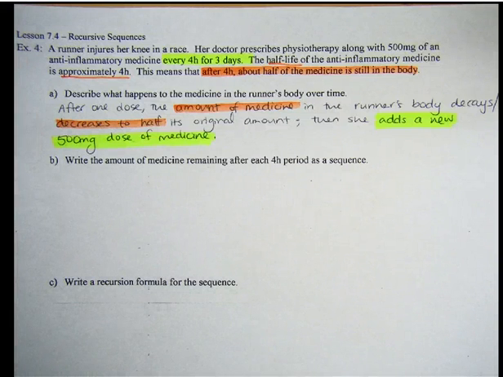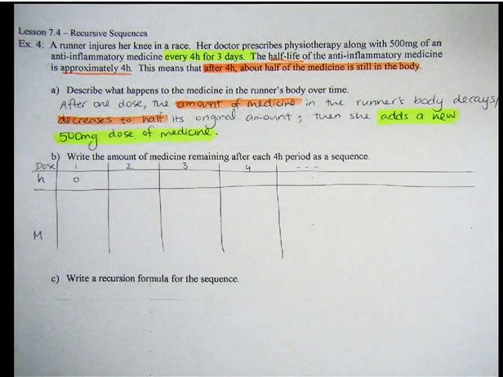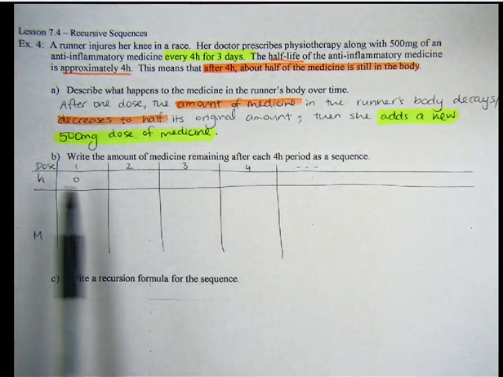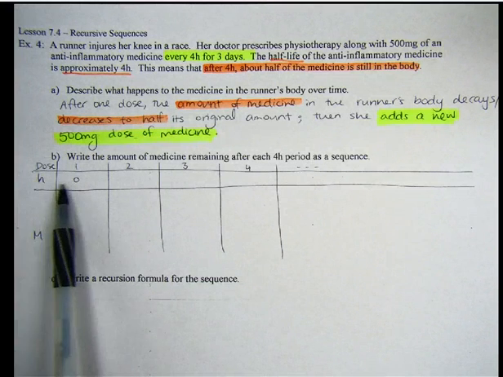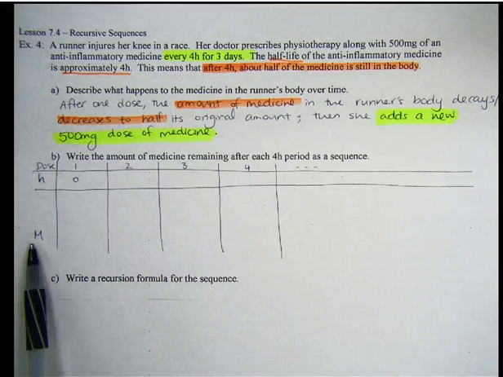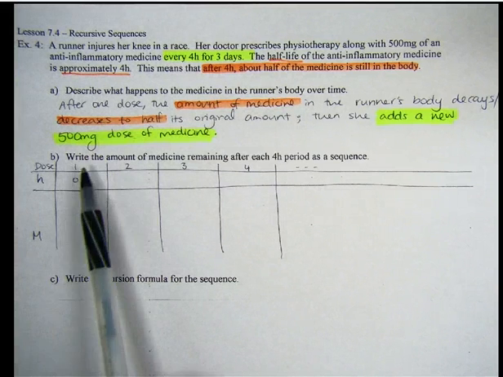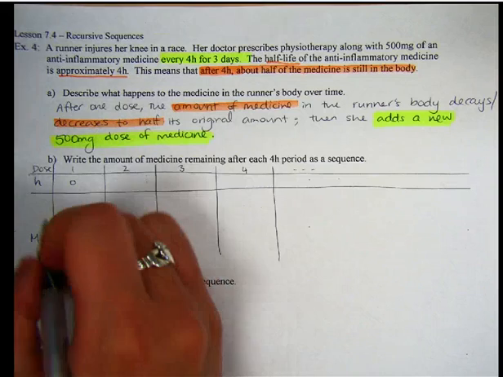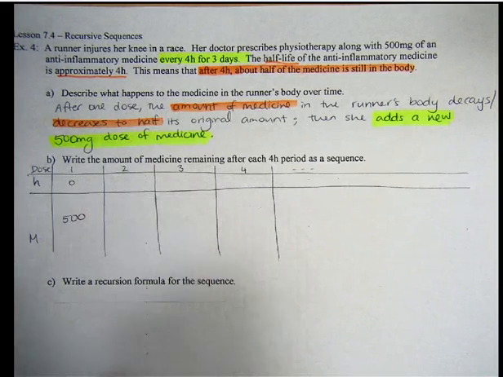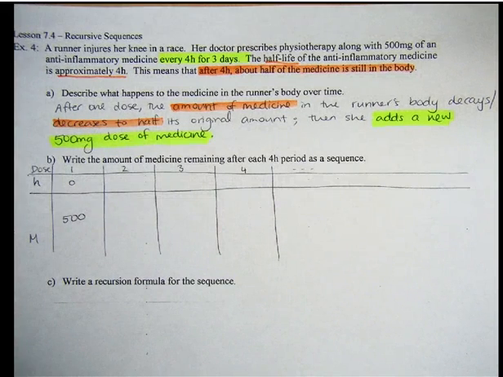So for part B, write the amount of medicine remaining after each 4-hour period as a sequence. I'm going to create a table. So I've made this little table with the dose number up at the top going across. This is the number of hours that have passed, and this is the amount of medicine in her body. So with the initial dose, she has 500 milligrams of the medicine in her body.